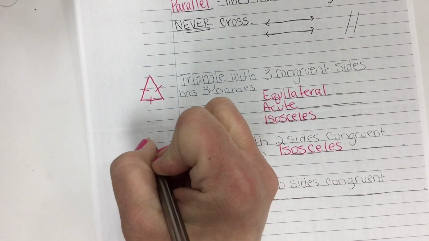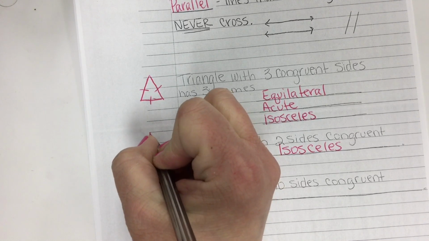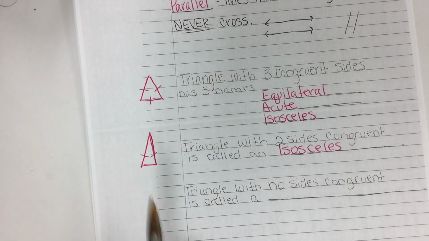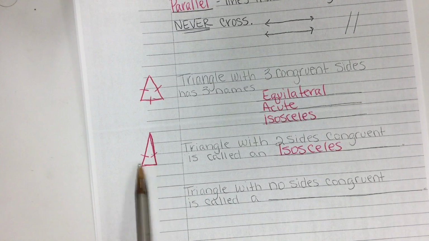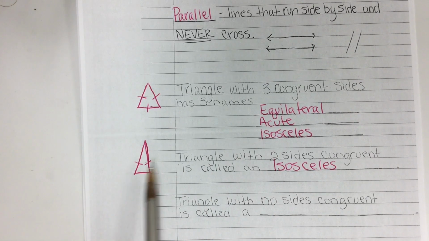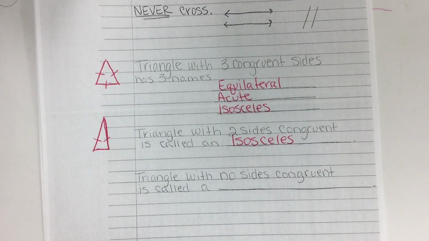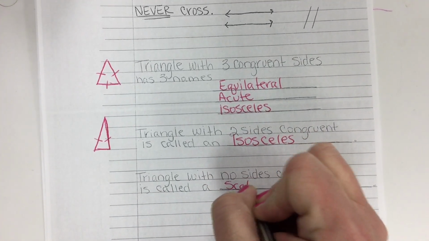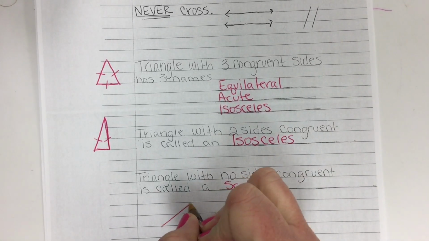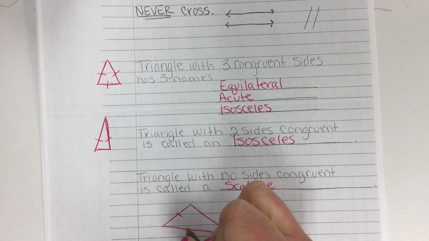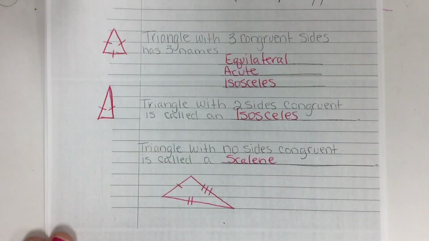So that means it might look like this. There's a difference between all sides equal and only two sides equal. If all sides are equal, it's equilateral and isosceles. If only two sides are equal, it's just isosceles. And then the triangle with no sides congruent is called scalene. All three sides are different. It would be scalene.